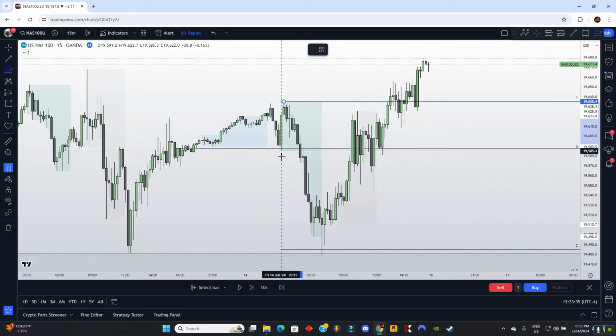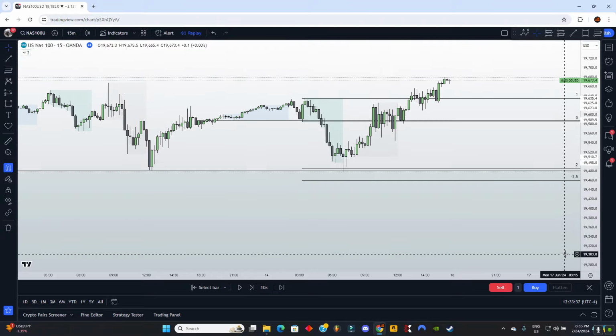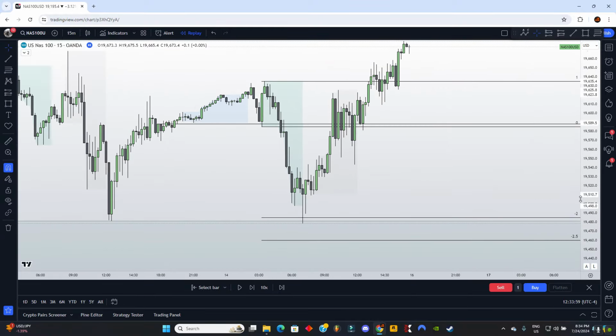Now we can use our fib to measure the manipulation move. And you can see the precision over here. We tapped into the -2 and -2.5 level, and we also mitigated the daily fair value gap. Now our manipulation phase is over.